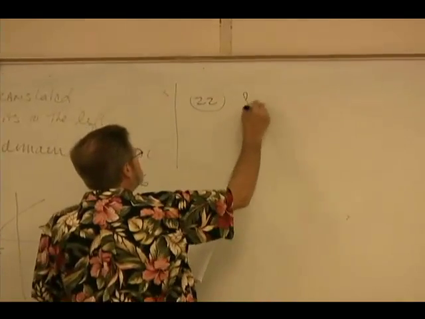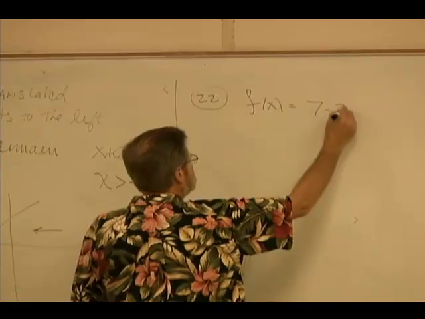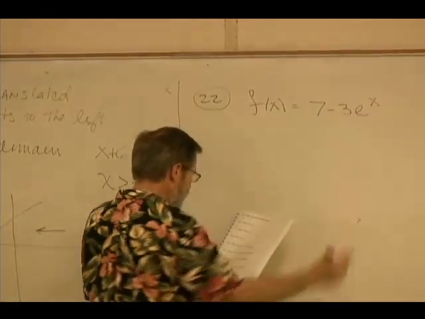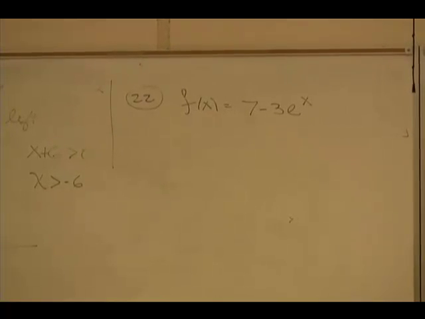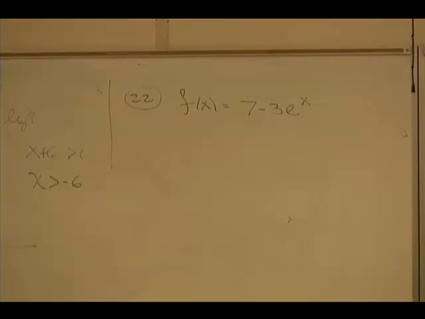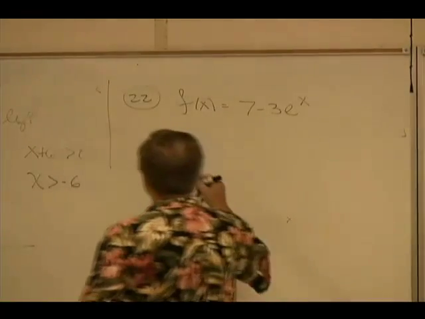22 is f of x equals 7 minus 3e to the x. How might you go about actually drawing the graph of 7 minus 3e to the x? You could create a t-chart. What is this for x equals minus 1? That's 7 minus 3 over e. You could use your calculator to produce some numbers. But let's look at it from this perspective.